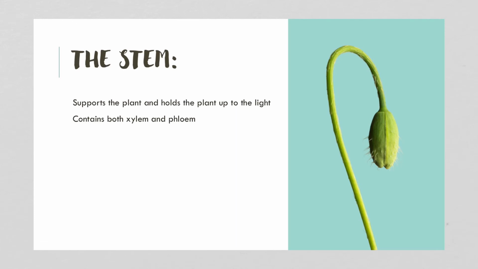The stem's job is to support the plant and hold the plant up to the light. Some plants have more rigid stems than others. That allows them sometimes to grow taller than others. And in the stem are both the xylem and the phloem. Their job is to conduct the water and the nutrients throughout the plant and throughout the stem and deliver it to the roots or the leaves.